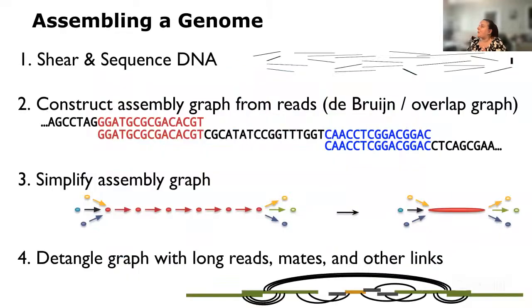And so once we have all these reads, all this data, assembling a genome has three main steps. Once you have your DNA sequences, your reads, you're going to construct an assembly graph. You're going to simplify this graph. So these two steps are called contigging. And then we are going to detangle this graph with this high distance information, which is provided by Hi-C and by BioNano data. So this last step is called scaffolding.